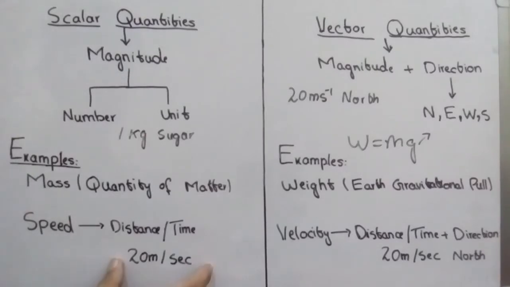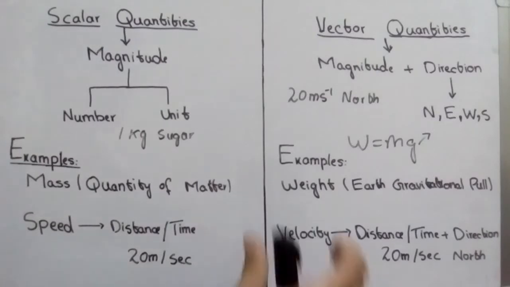Here we don't have any direction. When we don't have direction here, we can say this is a scalar quantity. Here we have a direction, north. We know to what direction the body is moving. So here it is a vector quantity. Mass and speed are examples of scalar quantities and weight and velocity are vector quantities.